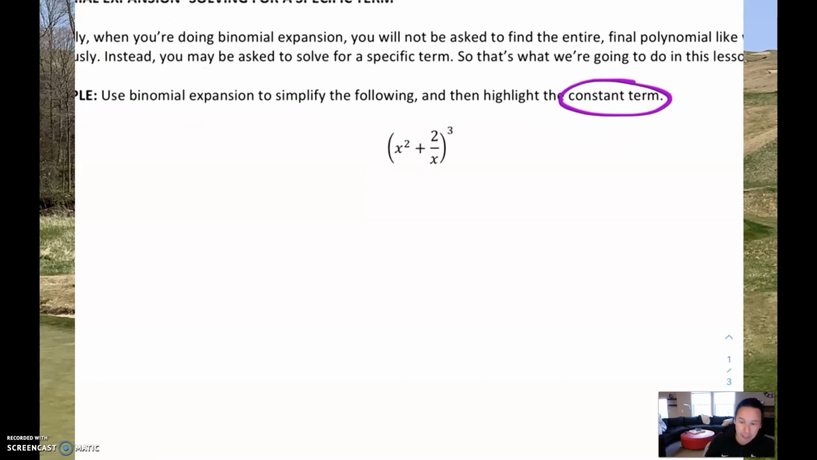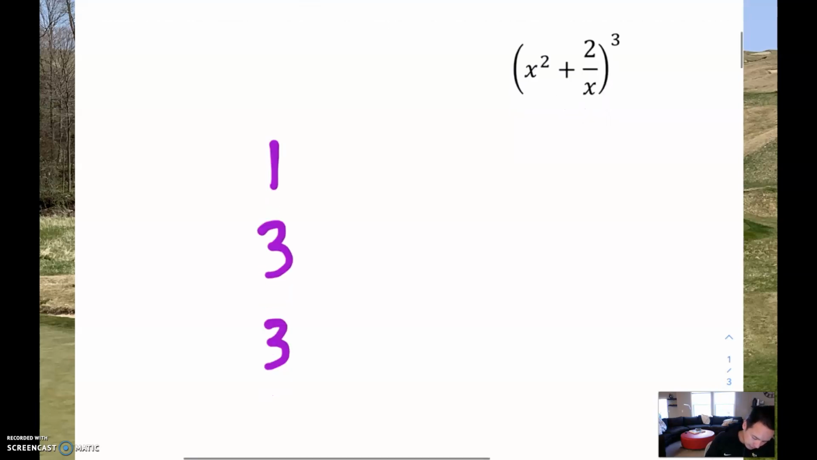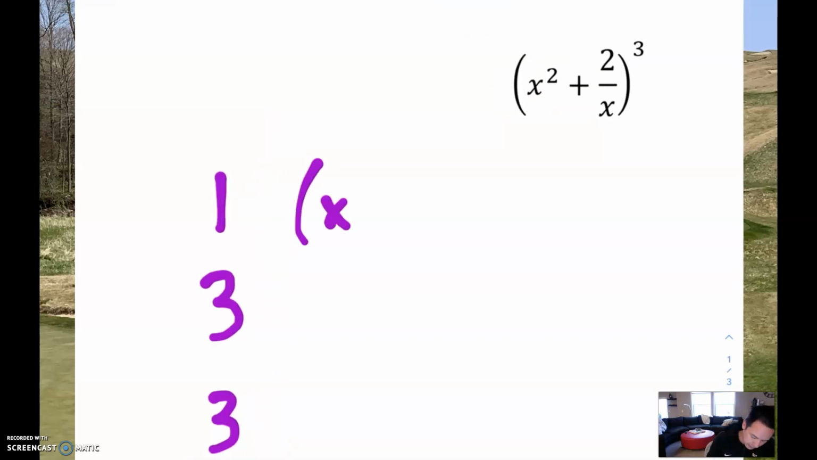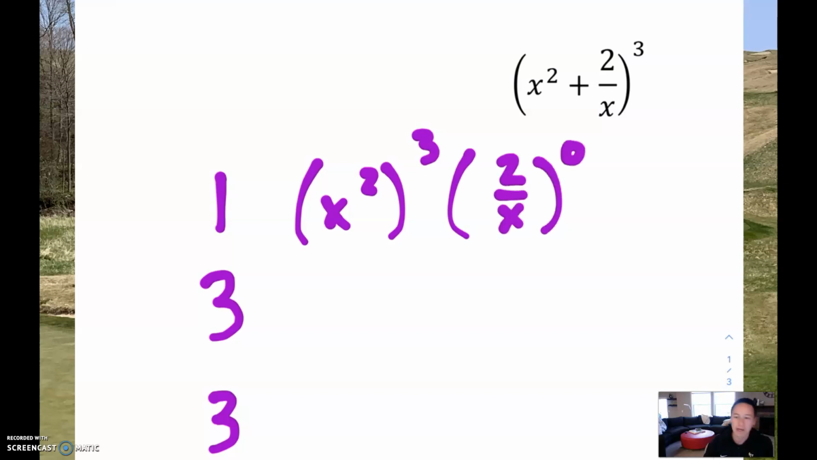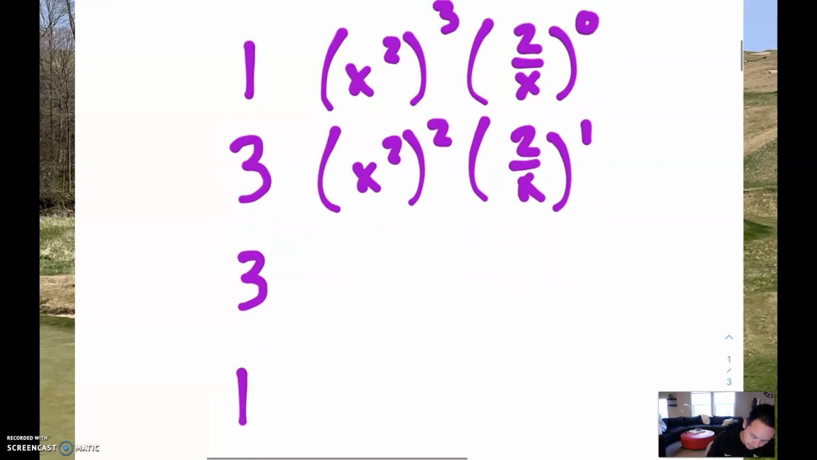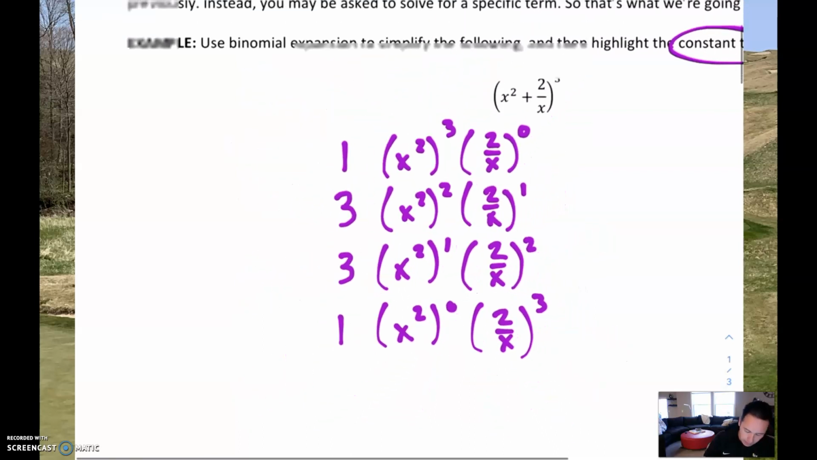So since it is a 3, we are going to use row 3 of Pascal's triangle: 1, 3, 3, and 1. And then we're going to take that first term, which is x squared, and we're going to raise it to the highest power possible, which is a 3. And we have the next term, which is 2 over x, and we raise that to the lowest power possible, 0. And I bet you know how to fill out the rest of this, but in case you don't, you can go ahead and follow along. And one more term. So this is how we set it up.